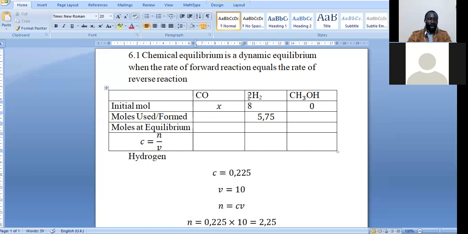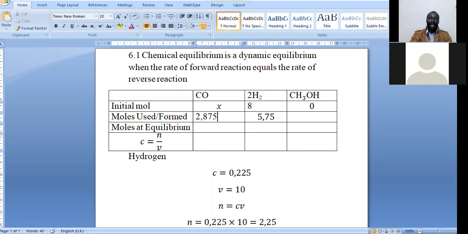So now that means we have to divide 5.75 by 2. That is as per the mole ratio. And what do we have here? Well, we'll be having 2.875. That's what we got.